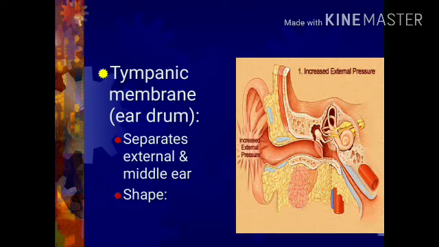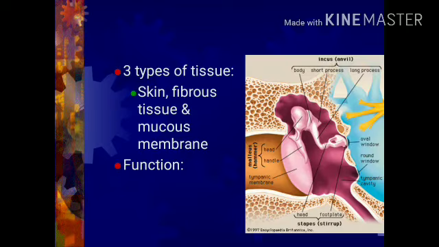The next part is the tympanic membrane, which is also known as the eardrum. It separates the external and middle ear and it is oval shaped with concavity towards the external auditory meatus. The tympanic membrane consists of three types of tissue: skin, fibrous tissue and mucous membrane. The function of the tympanic membrane is to vibrate and pass the vibrations to the ear ossicles.